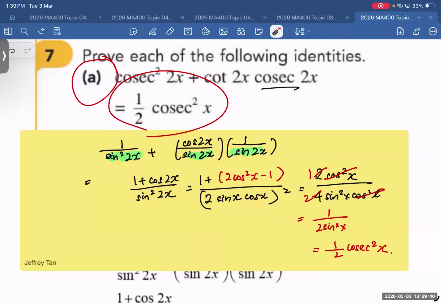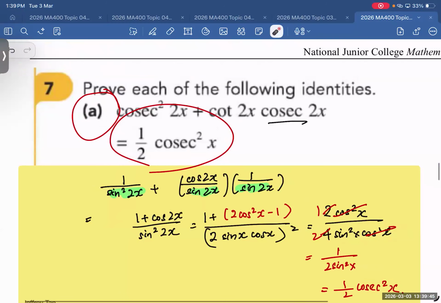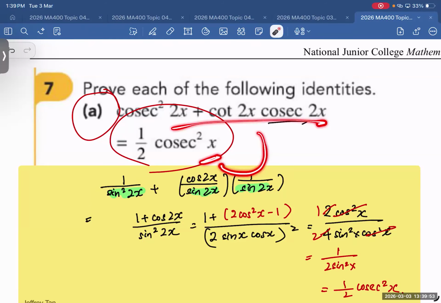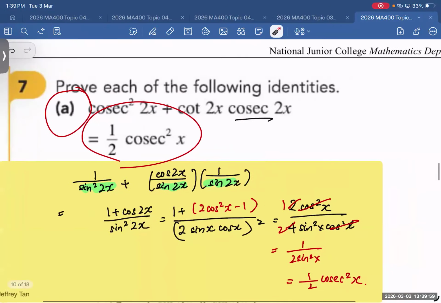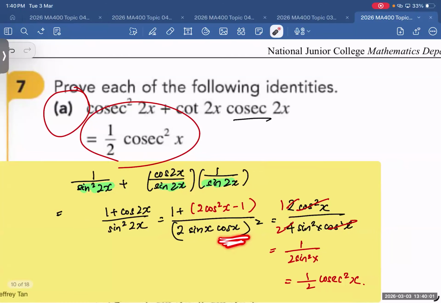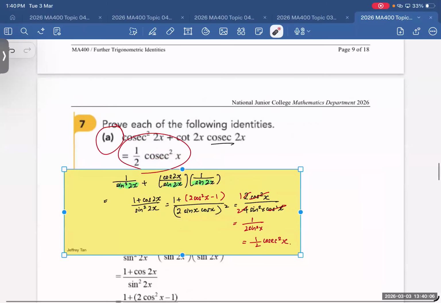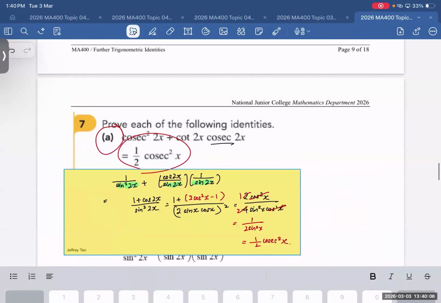Then, why do I do that? Why I do that is because I saw that my endpoint is a single angle. So it makes sense for me to change to single angle. And if your endpoint is to get to a single angle, it makes sense that you change all to single angle. Okay, next one.